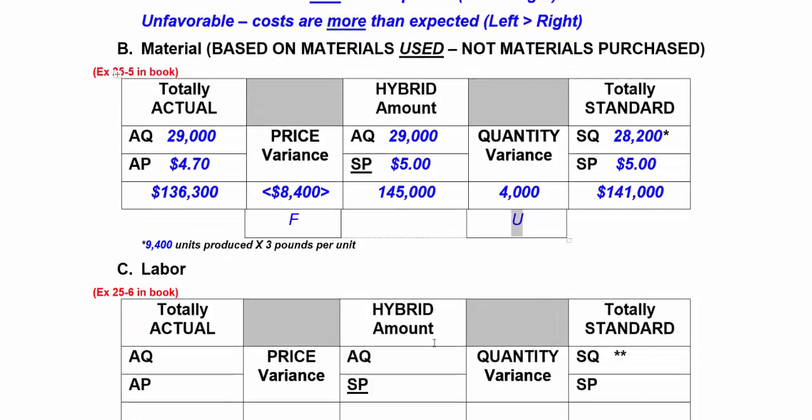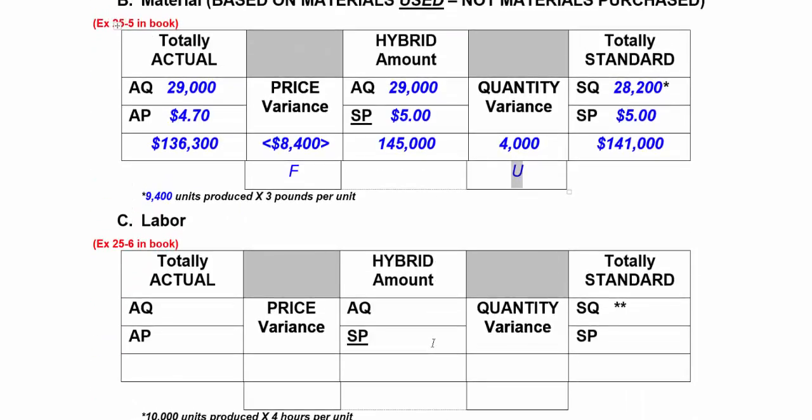The same kind of analysis works with direct labor. Let's look at exercise 25.6. It says Lewis Company's standard labor cost of producing 1 unit of product DD is 4 hours at the rate of $12 per hour. So they produce 10,000 units. It's going to say that's 40,000 hours, $12 an hour, for a total of $480,000. That's the standard. During August, 40,600 hours of direct labor are incurred at a cost of $12.15 per hour to produce the 10,000 units of product DD.